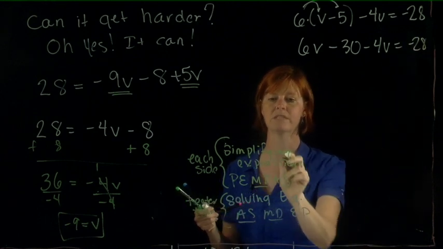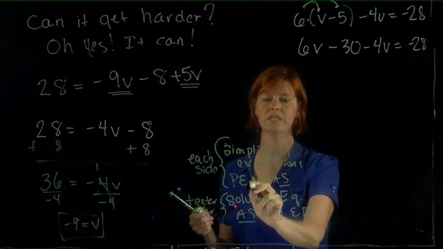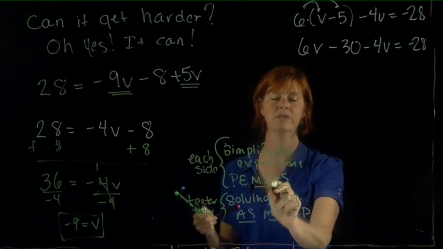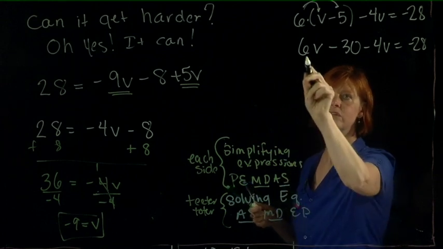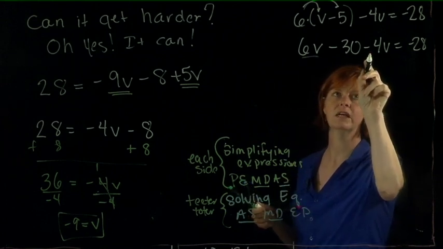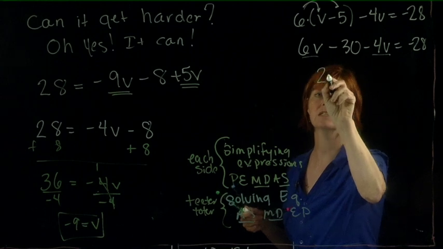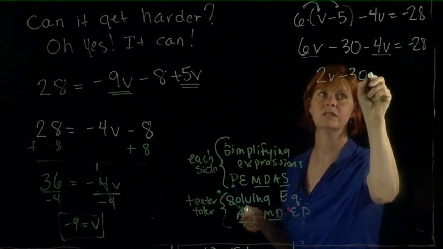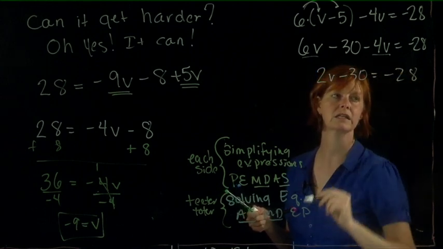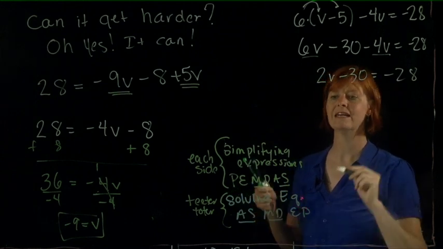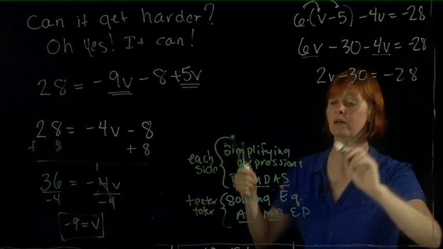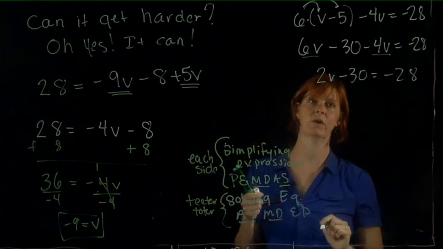Now, I just did the multiplication and division. Now we need to do the addition, subtraction. So 6v subtract 4v is negative 2v minus 30 equals negative 28. We're getting a little crowded on here, but I think it still fits. Now we can go to solving the equation.